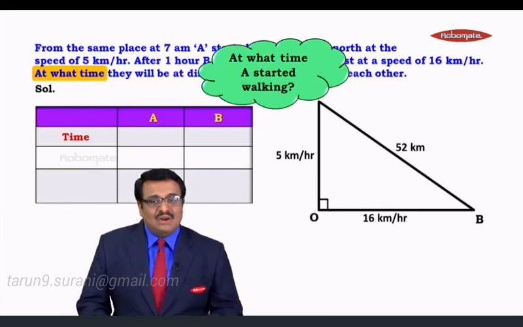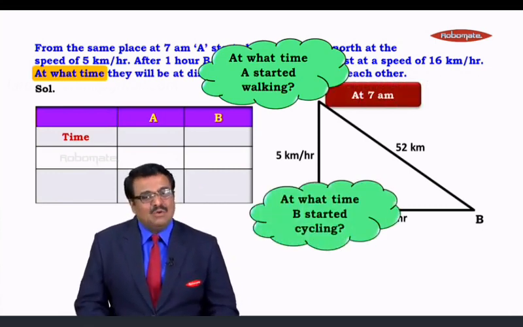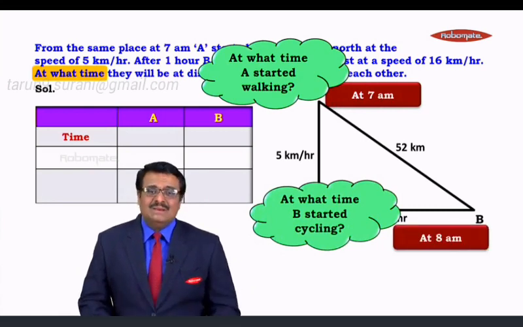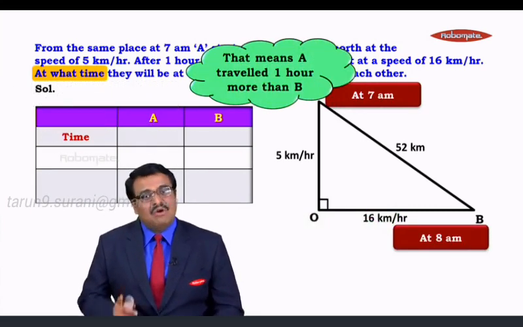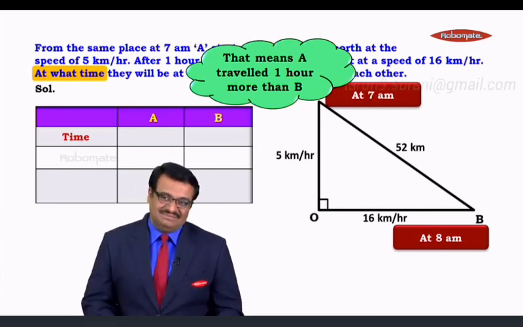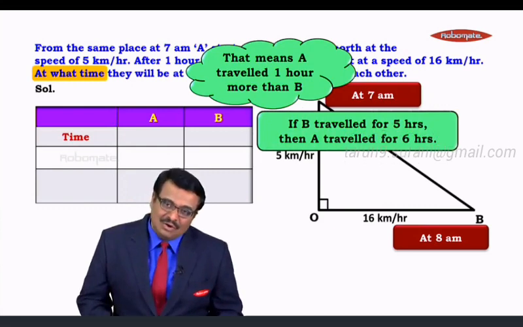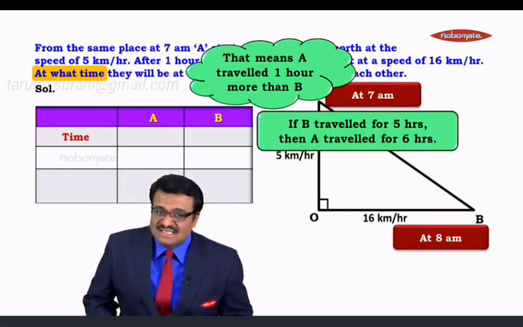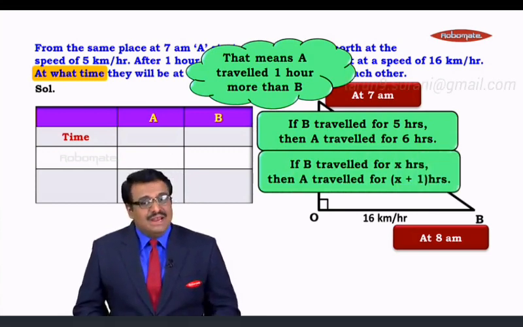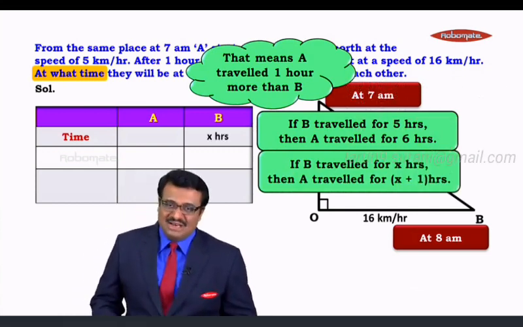So at what time did A start walking? A started walking at 7 a.m., right? At what time did B start cycling? B started cycling at 8 a.m., right? That means A travelled 1 hour more than B. So whatever time B travelled, A travelled 1 hour more. If B travelled for 5 hours, A travelled 1 hour more, that means 6 hours. Okay? If B travelled for X hours, then A travelled for 1 hour more, X plus 1 hours.